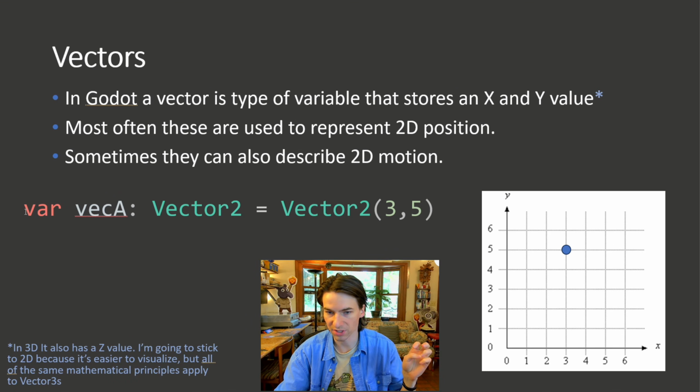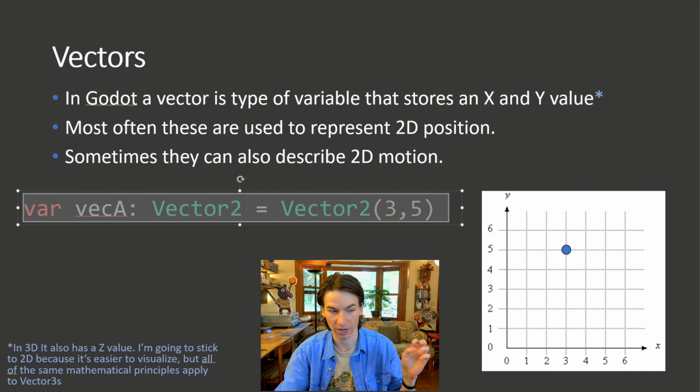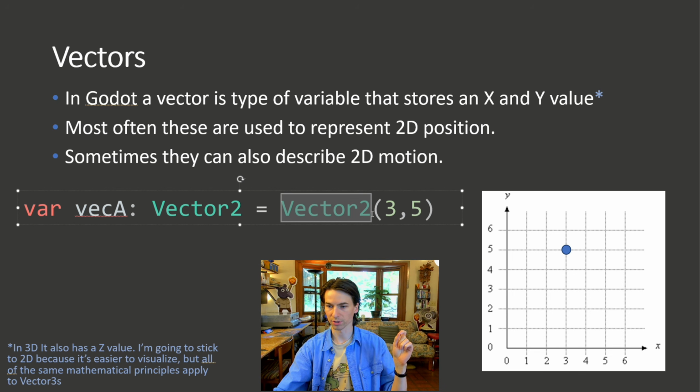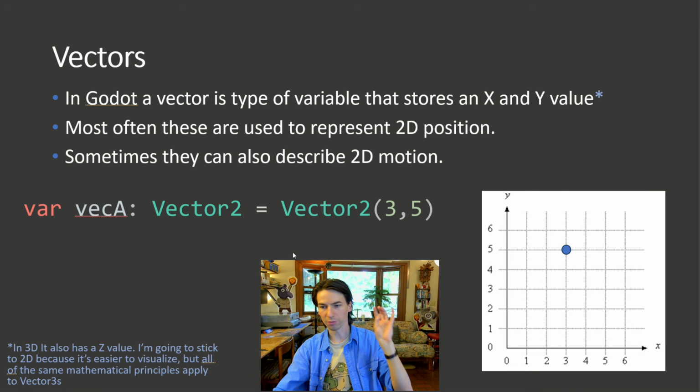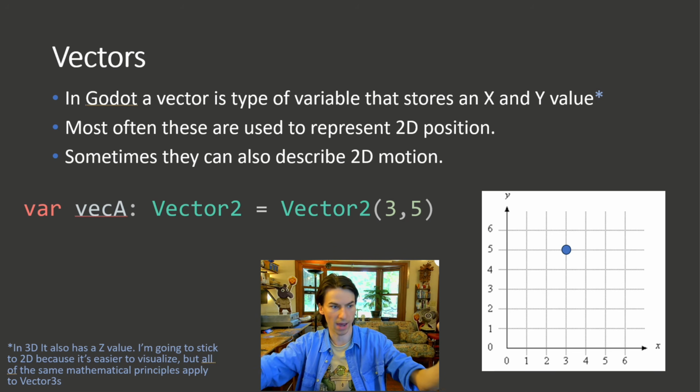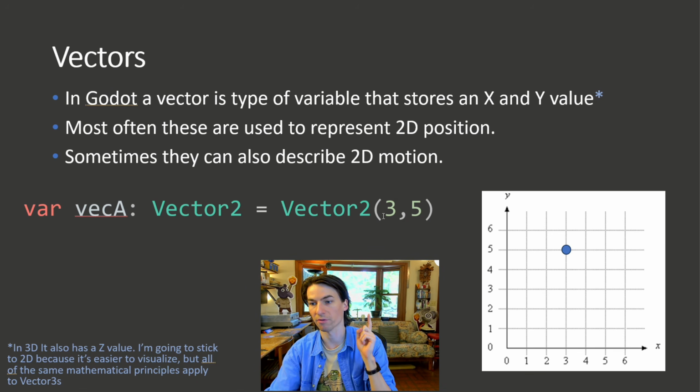So here's the syntax. This is how we declare a new vector in Godot. You declare a new Vector2 and you pass in 2 components, an x and a y. In 3D, this will say Vector3 instead, and it'll have a z component as well, but I'm mainly going to focus on 2D because it's easier to visualize, but it's the same math pretty much everywhere. So in this case, I have a Vector2 (3, 5), and oftentimes that'll represent a point in space.